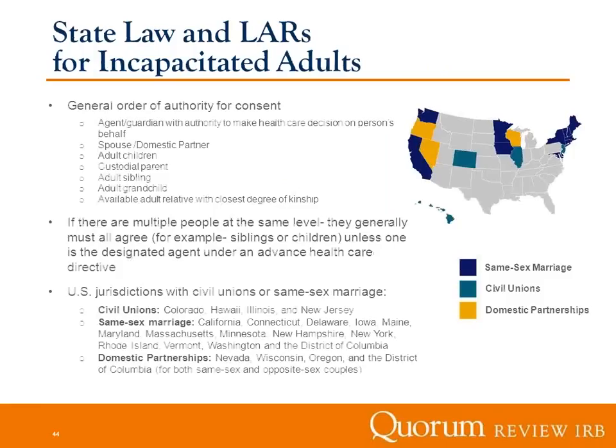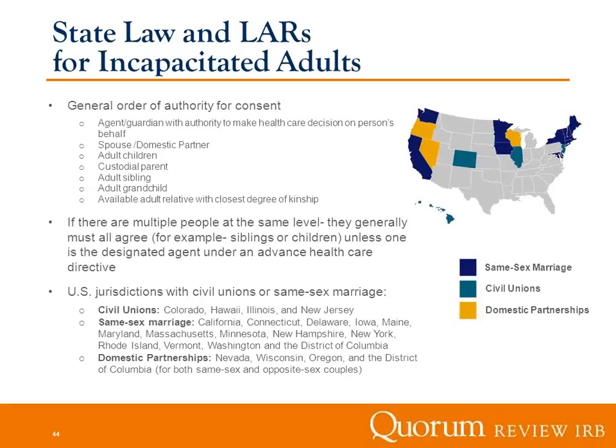So when we're looking at state law and LARs for incapacitated adults, all of the states have laws that speak to the order of authority for persons that can make a medical decision on behalf of another person. Very few have anything relating to consent to research, however, although there are several state laws we'll talk about that restrict a person's ability in certain circumstances to consent to research. So I've included on this slide a general order of authority for consent under most state laws, though there are some things that are switched around depending on the state you're looking at.